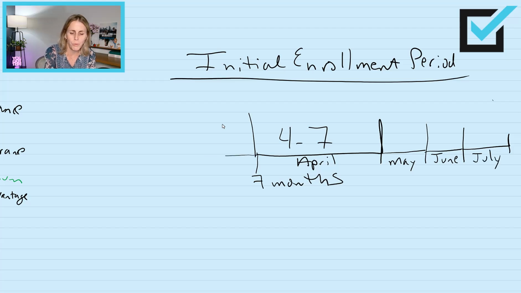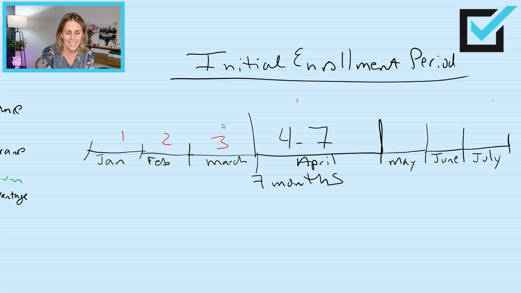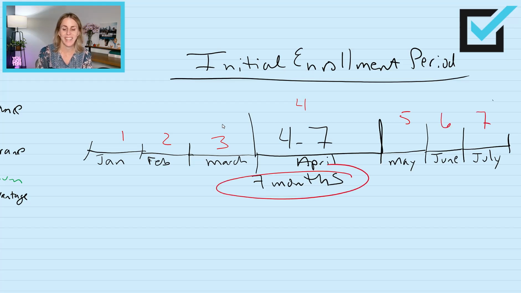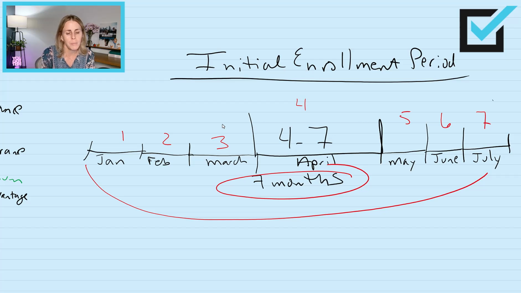And we're going to go before your birthday: March, February, January. So if I did this right, we should have 7 months: January, February, March, April, May, June, July. 7 months where you can enroll in Medicare at any time during these 7 months. So if you enroll in Medicare, let's say in February, when is your coverage going to become effective? As of April 1st, the month of your birthday.